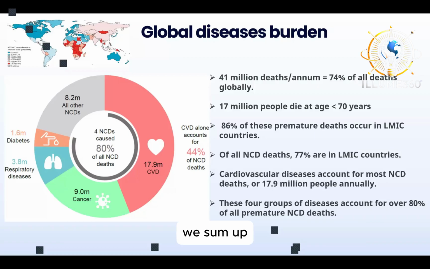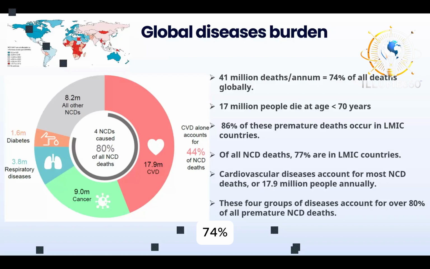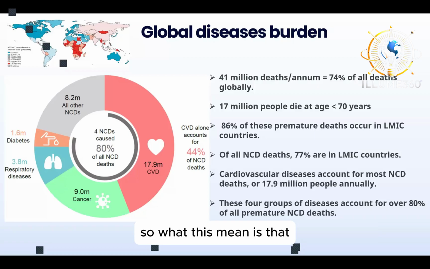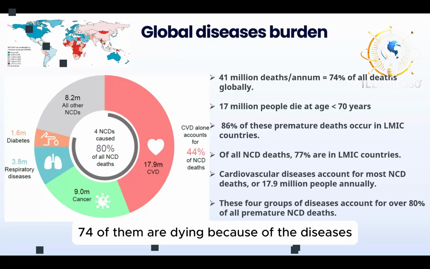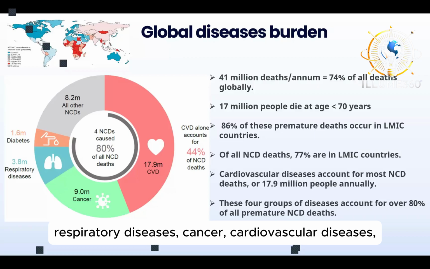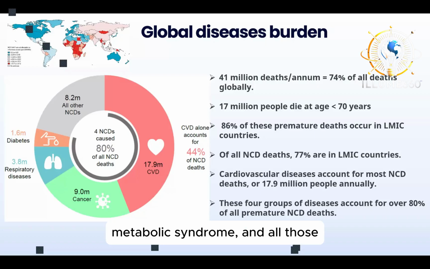When we sum up all the deaths that happen globally in a year, 74% of those deaths come as a result of lifestyle diseases. So what this means is that if we take 100 people who die in a year, 74 of them are dying because of the diseases we have listed: diabetes, respiratory diseases, cancer, cardiovascular diseases, obesity, metabolic syndrome, and all those.